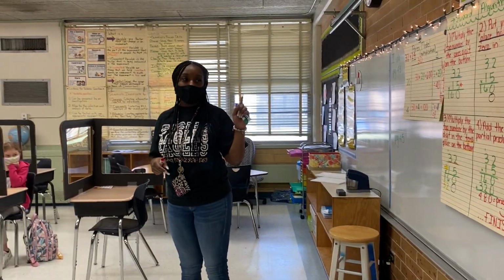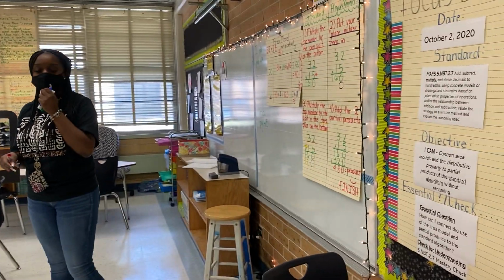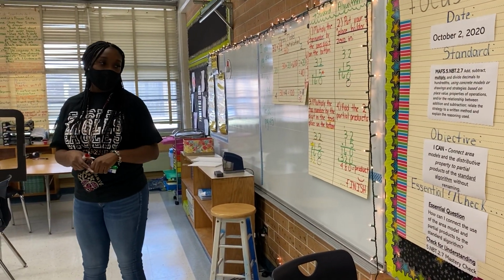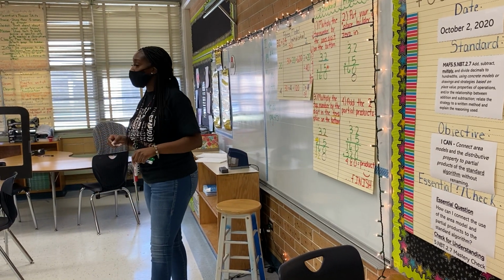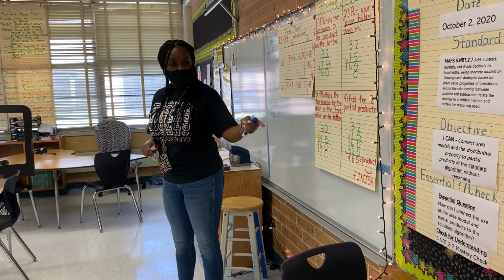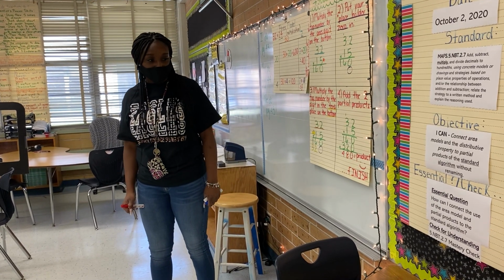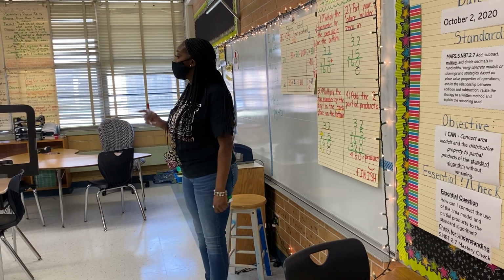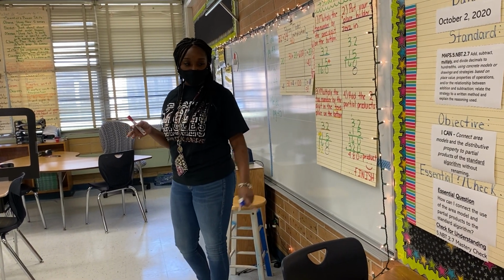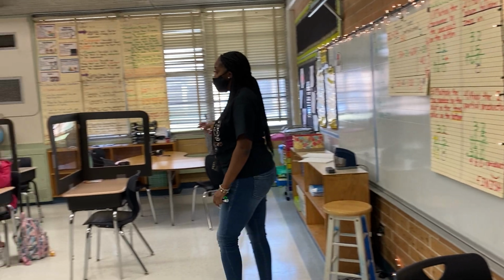Our objective states that I can connect area models and distributive property to partial products of the standard algorithm. Our essential question: how can I connect the use of the area model and partial product to the standard algorithm? And our check for understanding is going to be in our mastery check for 2-7.